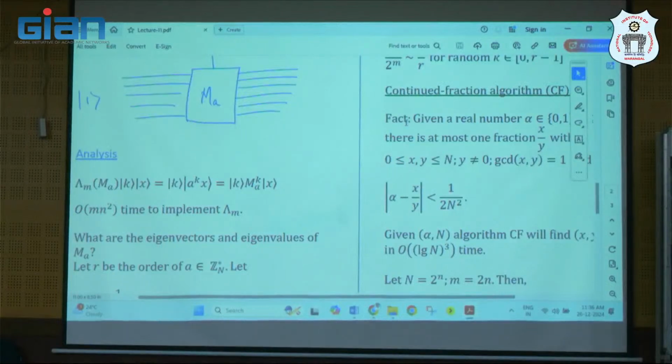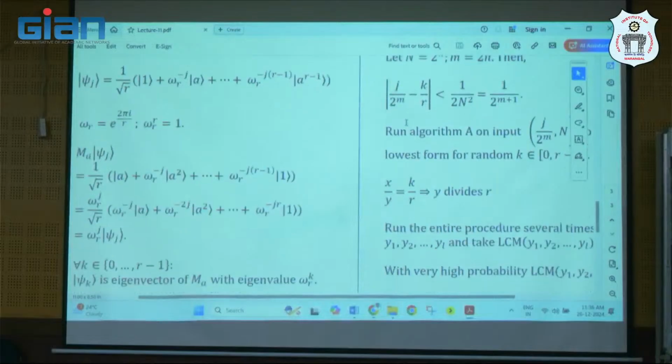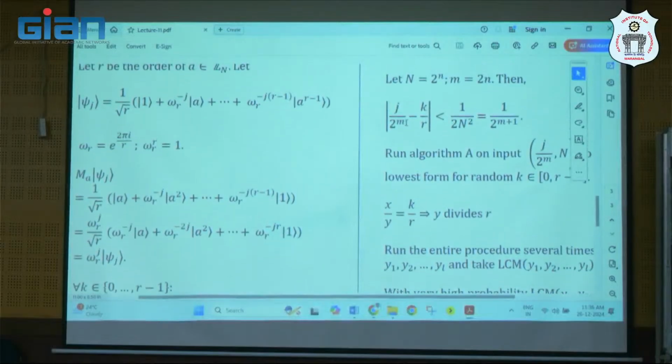Okay, let R be the order of A. Let us see what this vector is. Let this vector psi j be this vector here. Let's look at it carefully. It is 1 over square root r, ket 1 plus omega r. Remember what omega r is: omega subscript r is e to the 2 pi i divided by r, our convention.